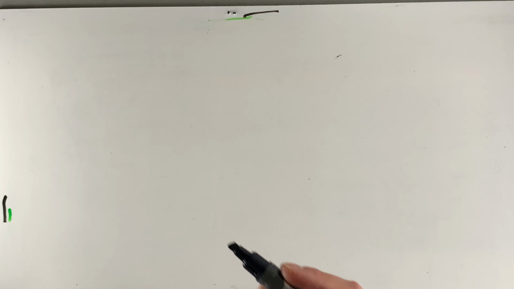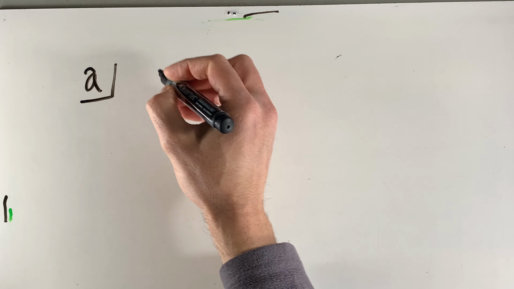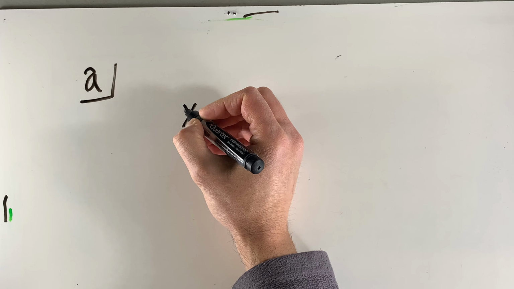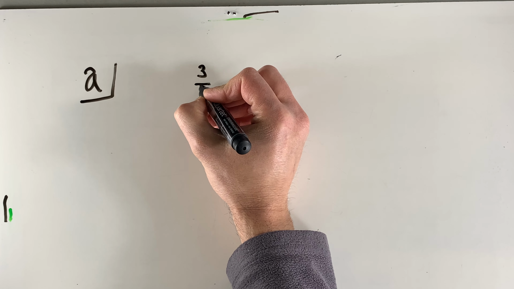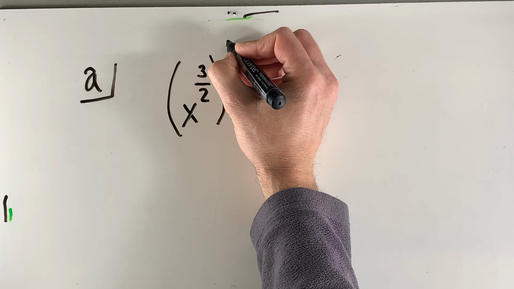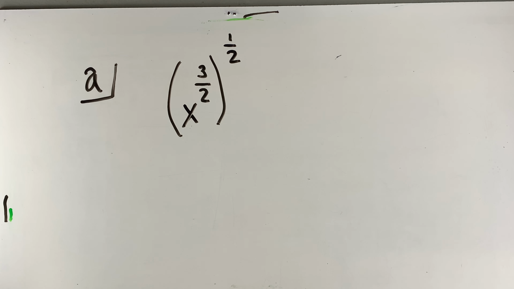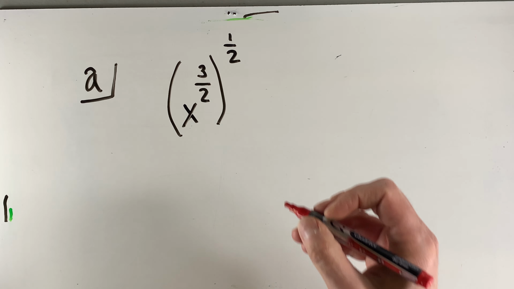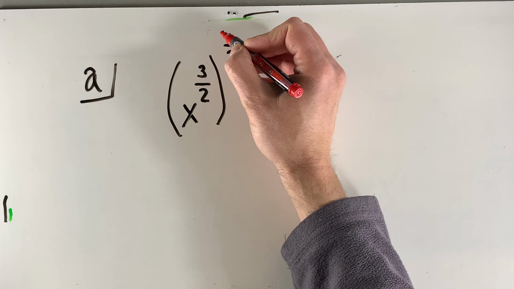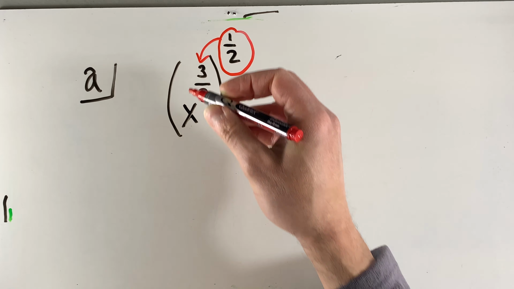Okay, so the first, A here, is x to the power of 3 over 2, and that is in turn to the power of a half. Step number 1 is going to be to apply the power of a power law, taking the outside exponent and multiplying it by the inside exponent.